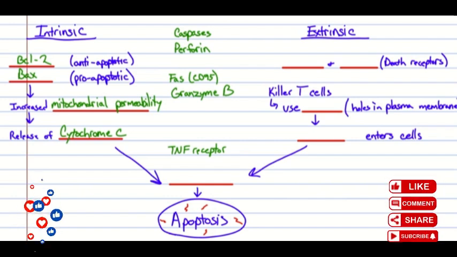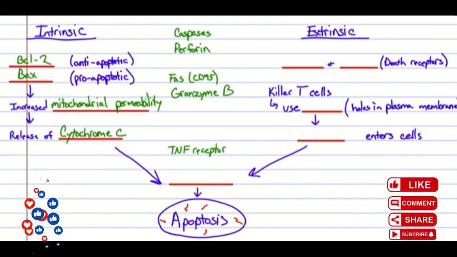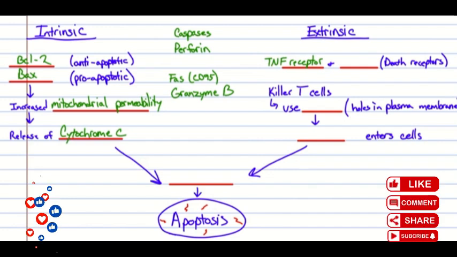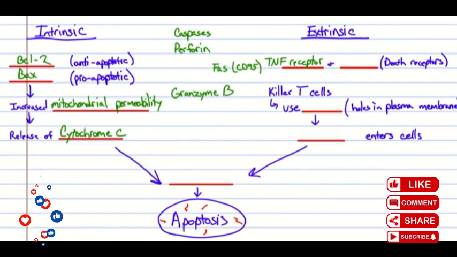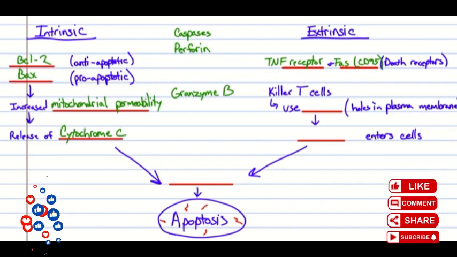Now let's move over here to the extrinsic pathway. And first we have our death receptors. That sounds like a cool band name. So our death receptors, the first one we have here is the TNF receptor. And if that gets stimulated, then you're going to run into problems. The other one that you need to remember is the FAS receptor, also known as CD95.